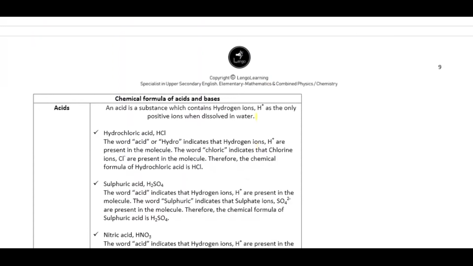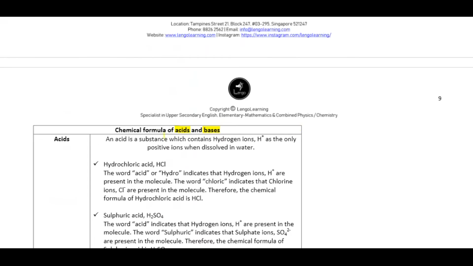Last but not least, we'll briefly try to understand how to obtain the chemical formulas of acids and bases. How do we name acids and bases and derive their chemical formulas? So I'll briefly explain what an acid is.